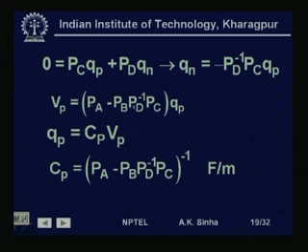We can write this relationship as Q_p is equal to C_p into V_p. We know the charge is the product of capacitance and voltage. So, Q_p will be equal to C_p into V_p, where C_p will be equal to the inverse of this term, that is inverse of P_a minus P_b P_d inverse P_c. Now, this C_p will be a 3 by 3 matrix which relates the capacitances between the phases or the 3 phase conductors.